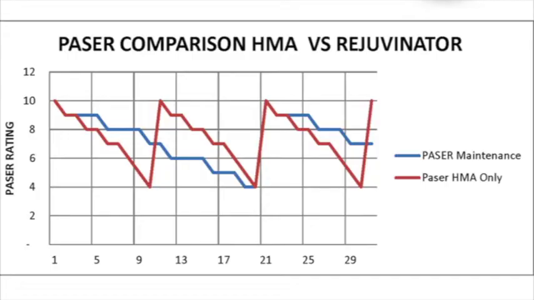So what does that mean? When you look at this graph, you can kind of see the average Paisley degradation of using overlays, mill and overlays or reconstructions versus rejuvenator treatment. You can see that using that maintenance program, the pavement degrades a lot slower. You basically get twice the pavement life out of your treatments.